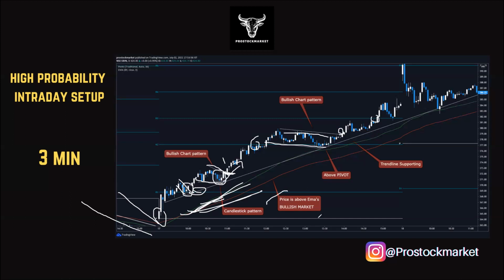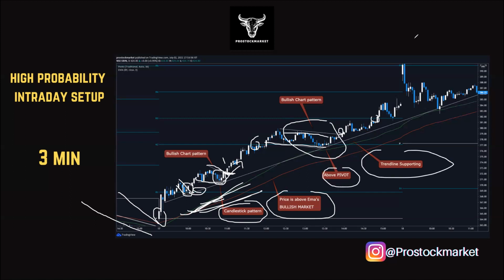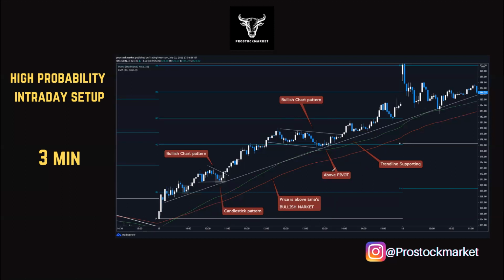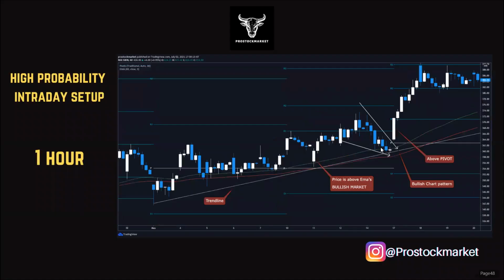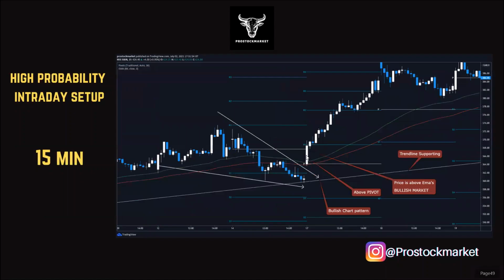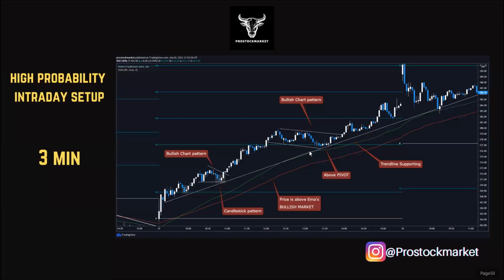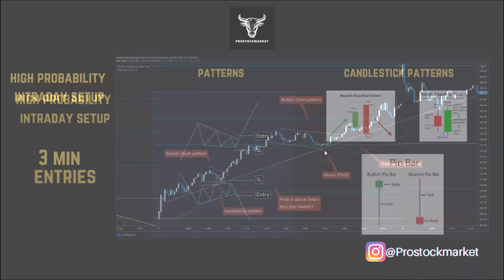Price is above the EMAs, bullish, candlestick patterns are supporting. This means we only need bullish candlestick patterns, bullish chart patterns, trend lines, above pivots. So everything is supporting, and now we will only buy. So this is the clear setup. 1 hour above the pivot, 15 minutes above the pivot, 3 minutes we will enter the market. That's a simple intraday setup.